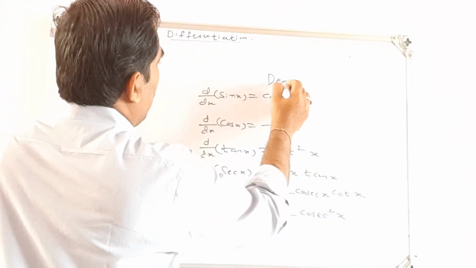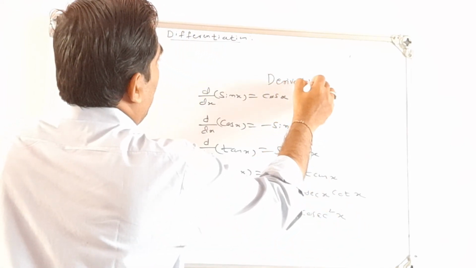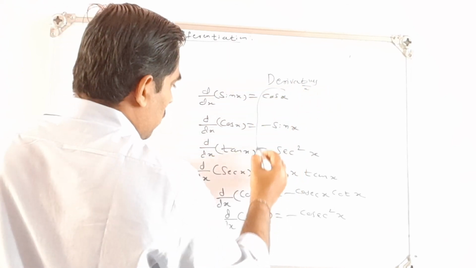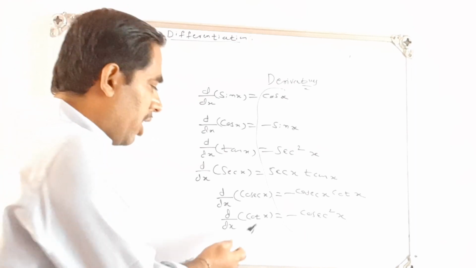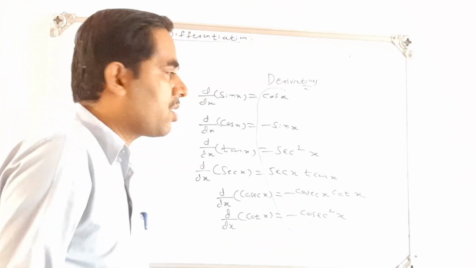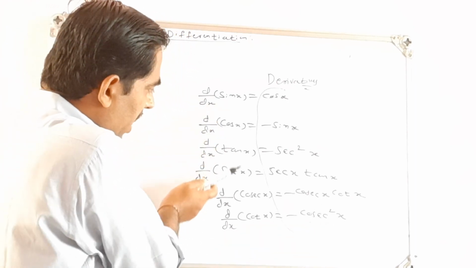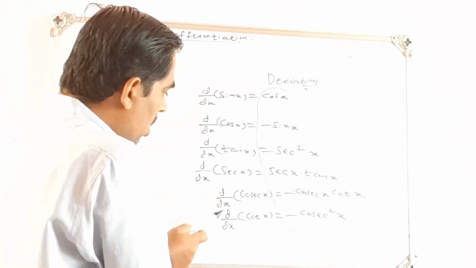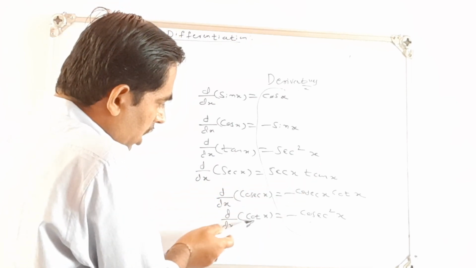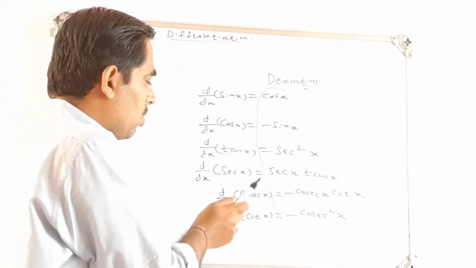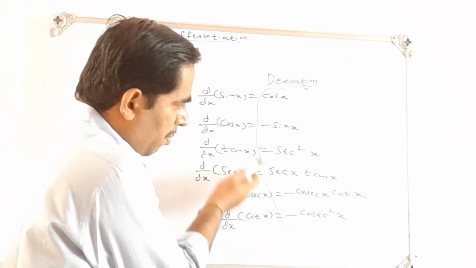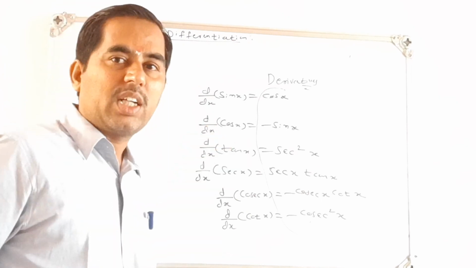So these are all derivatives of the trigonometric functions. The derivative of cot x is minus cosecant square x. The derivative of sin x is cos x, of tan x is secant square x, and of secant x is secant x into tan x. As I told earlier, there are three trigonometric functions which begin with co: cos, cosecant, cot. All these derivatives are what? Minus. In this way you can practice these formulas.